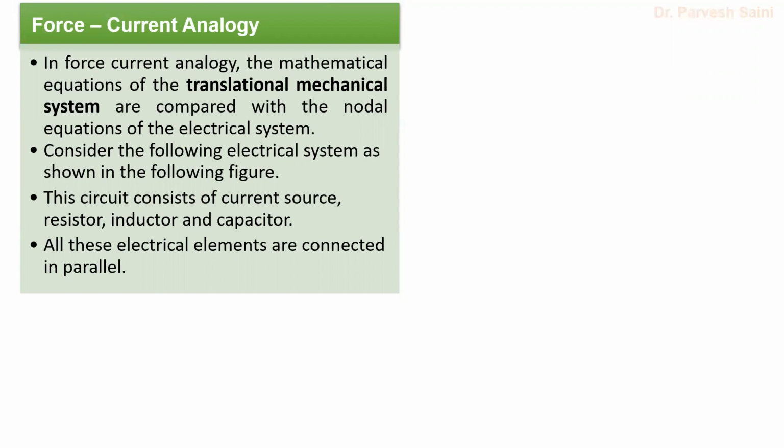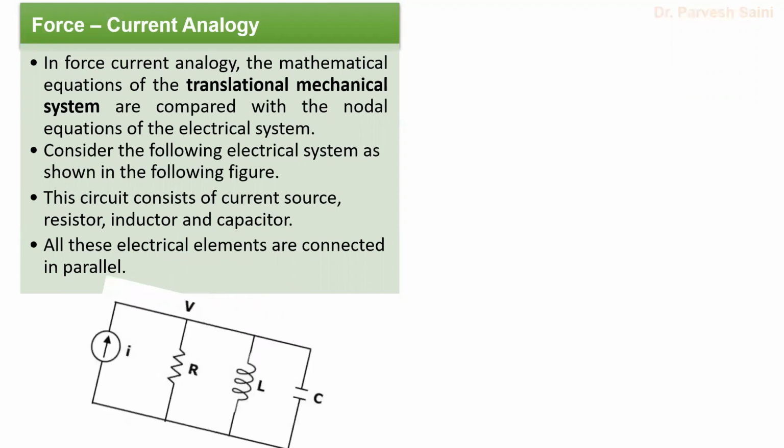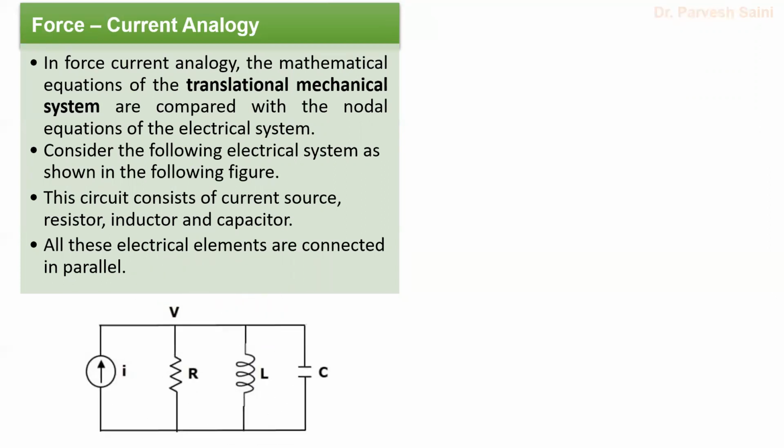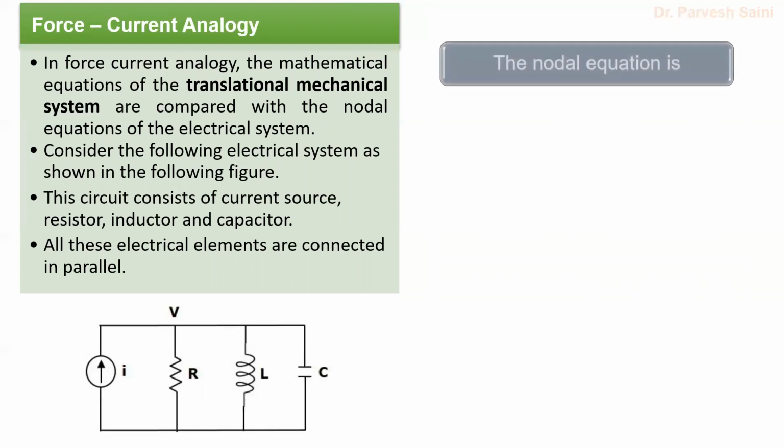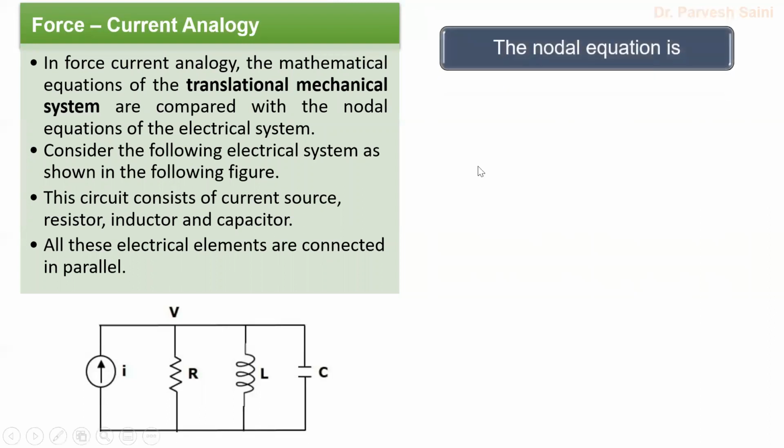That means, again, we will take an electrical system and a mechanical system. The mechanical system is a translational mechanical system, and the electrical system is the one in which all the elements are connected in parallel, right? It is shown in the diagram here with R, L, C. So what will be the nodal equation here? We can apply KCL here.